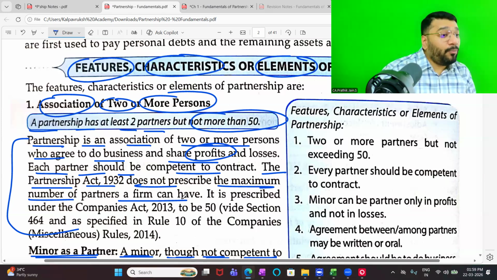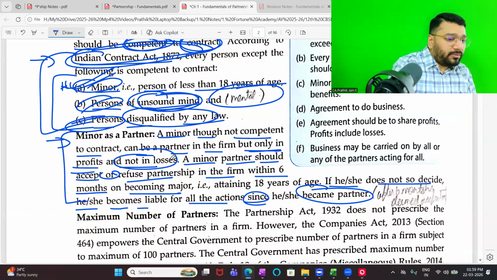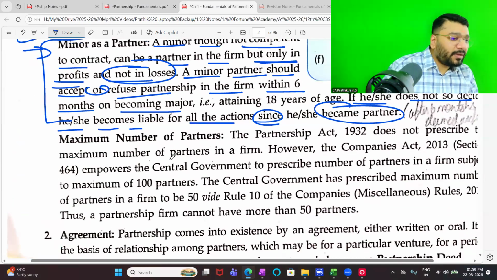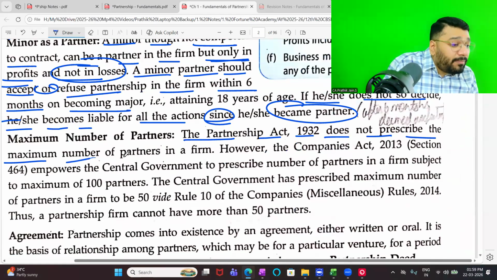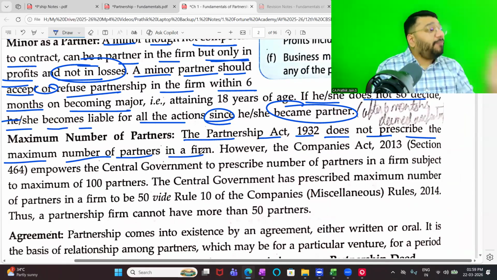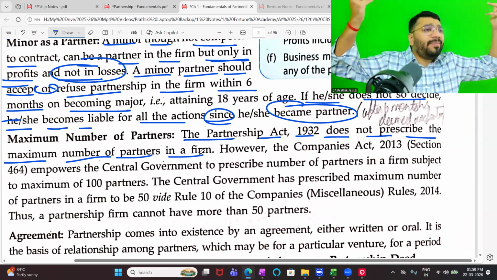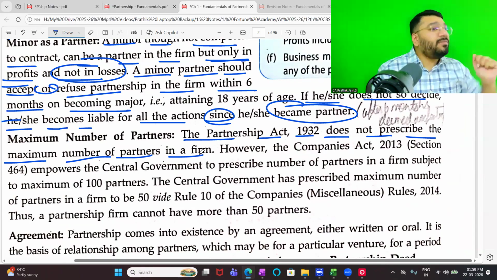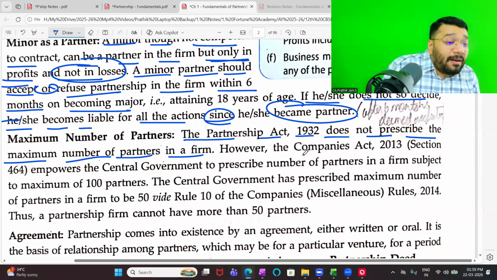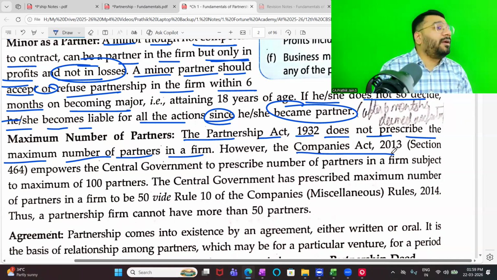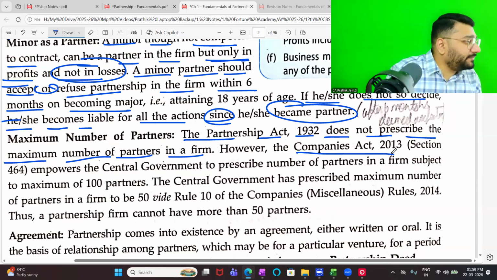Now coming back, I'm going to the old book. Beautifully they explained. The Partnership Act 1932 does not prescribe the maximum number of partners in a firm. Therefore, if you think there's no maximum limit, you're wrong. Now the maximum limit comes, and that is not mentioned in the Indian Partnership Act 1932. You know where it is mentioned? It is mentioned in the Companies Act 2013. Oh my God. For this point alone, I have to go and refer to the Companies Act.